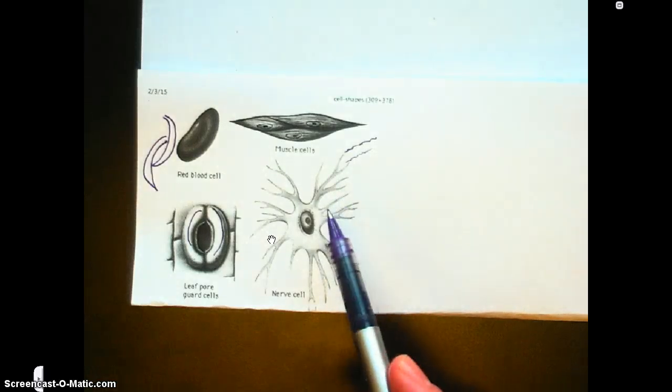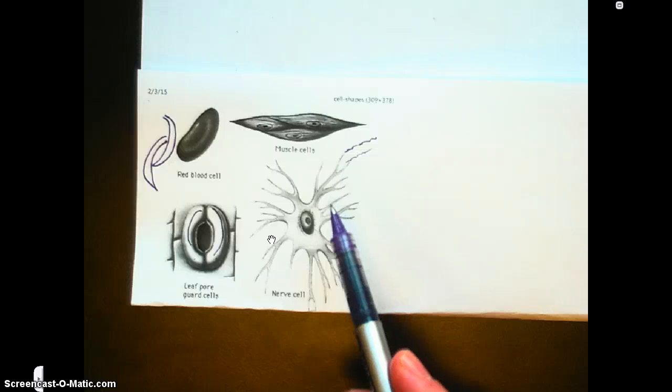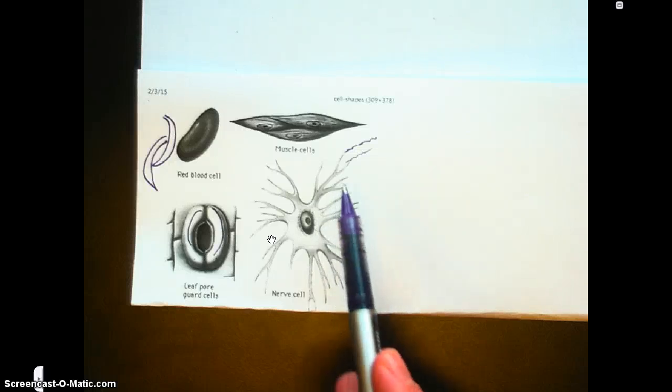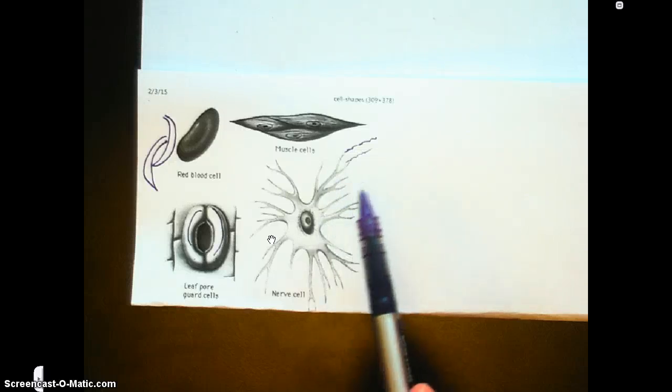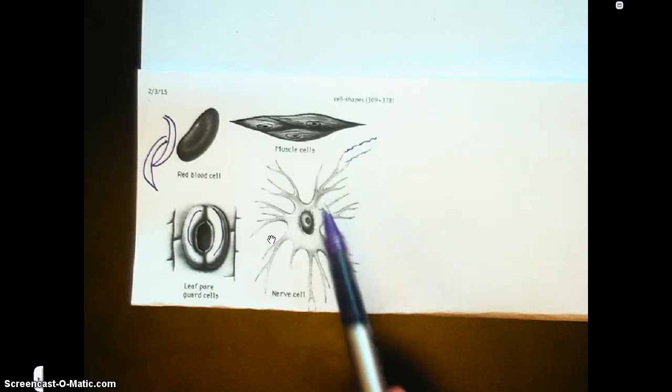So what we're going to do with this is I have a microview that is called Cells of Your Body, and I'm going to have you look at those 8 different cells that are on that brochure, and you will answer some questions about that.